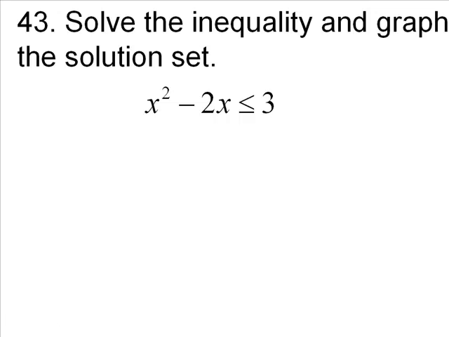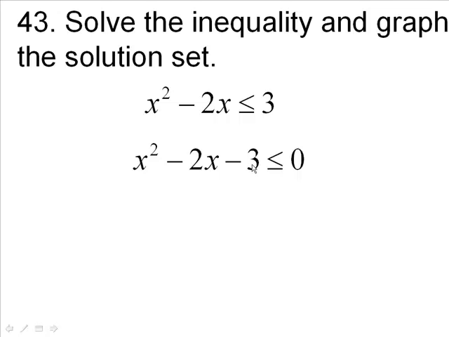Number 43, solve the inequality and graph the solution set. X squared minus 2x is less than or equal to 3. Well, we want to get 0 on the right side, so let's subtract 3 from both sides. If you take 3 away from here, you're going to get 0, and 3 away from the left side, you're going to have a minus 3.